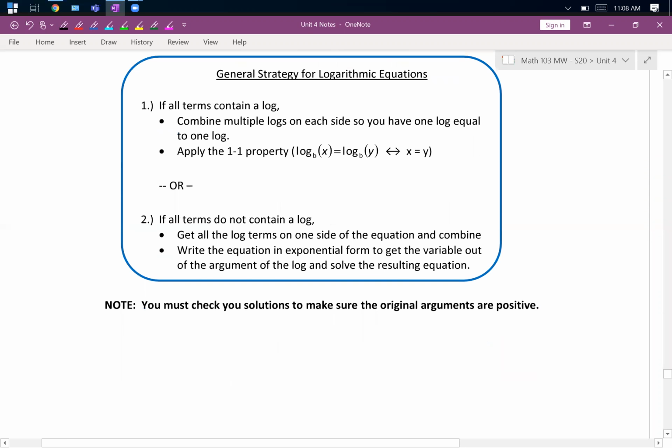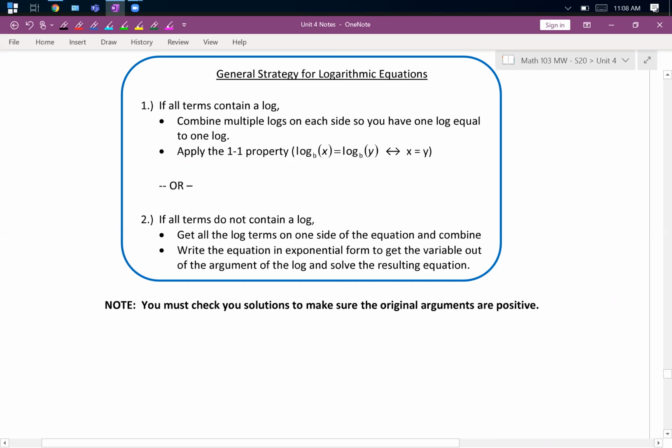Now, if every term does not contain a log, then that means that we're going to have to rewrite it in exponential form. But again, it may not be ready to go. Before we can rewrite it in exponential form, we have to rewrite our equation as one log equal to a constant. So you may have to combine multiple logs using our properties of logs before it is one log equal to a constant. Once we get it that way, then we're going to rewrite it in exponential form and solve it from there.